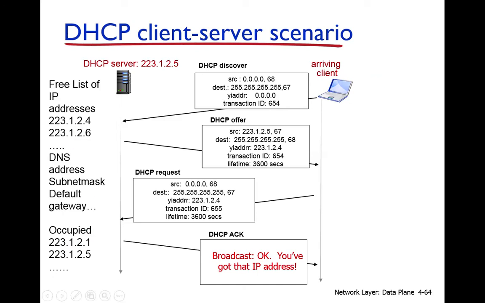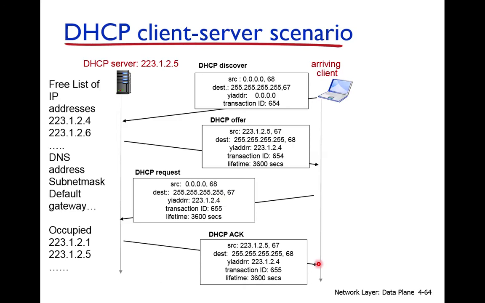And when the DHCP acknowledgement message is received, you can see the source IP address will be the same as the address of the DHCP server and port number 67, the destination is this, and this is your IP address, this is the lifetime, and the transaction ID will be 655 from the last request message that was received by the DHCP server. So through the transaction ID, the client can know that this message is received against this request, okay.